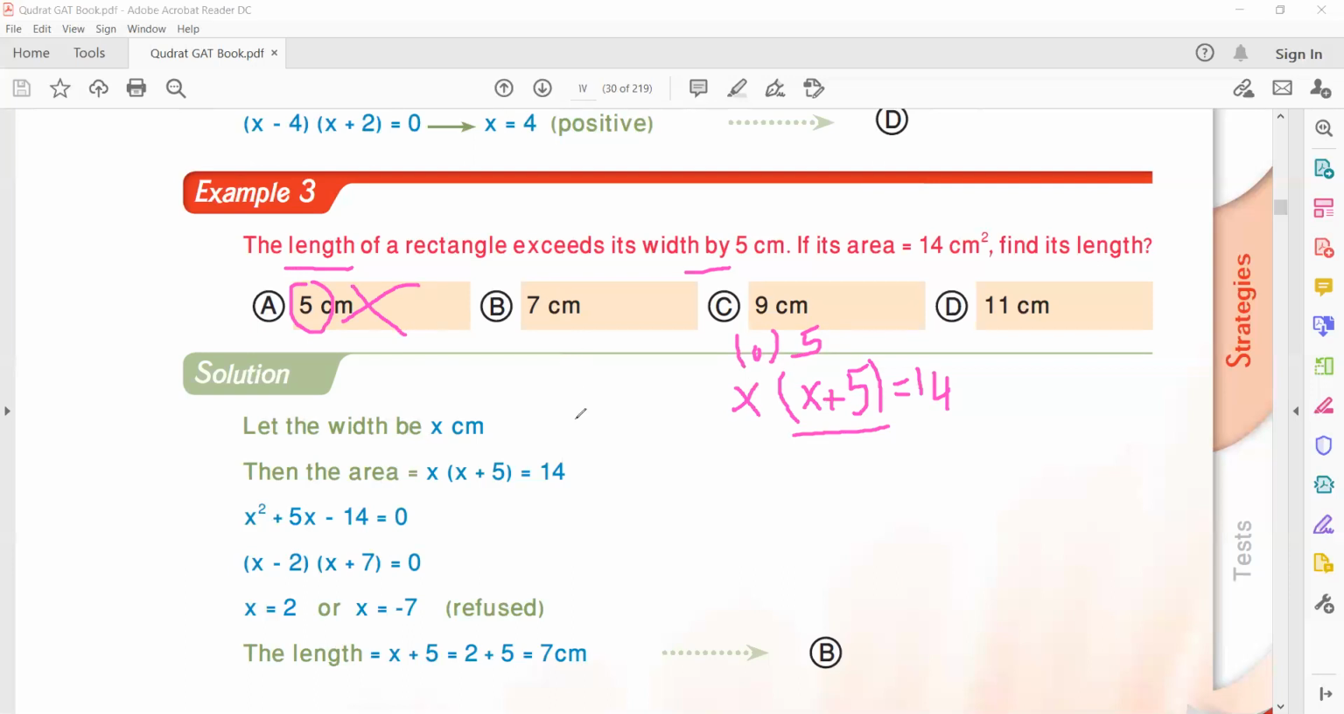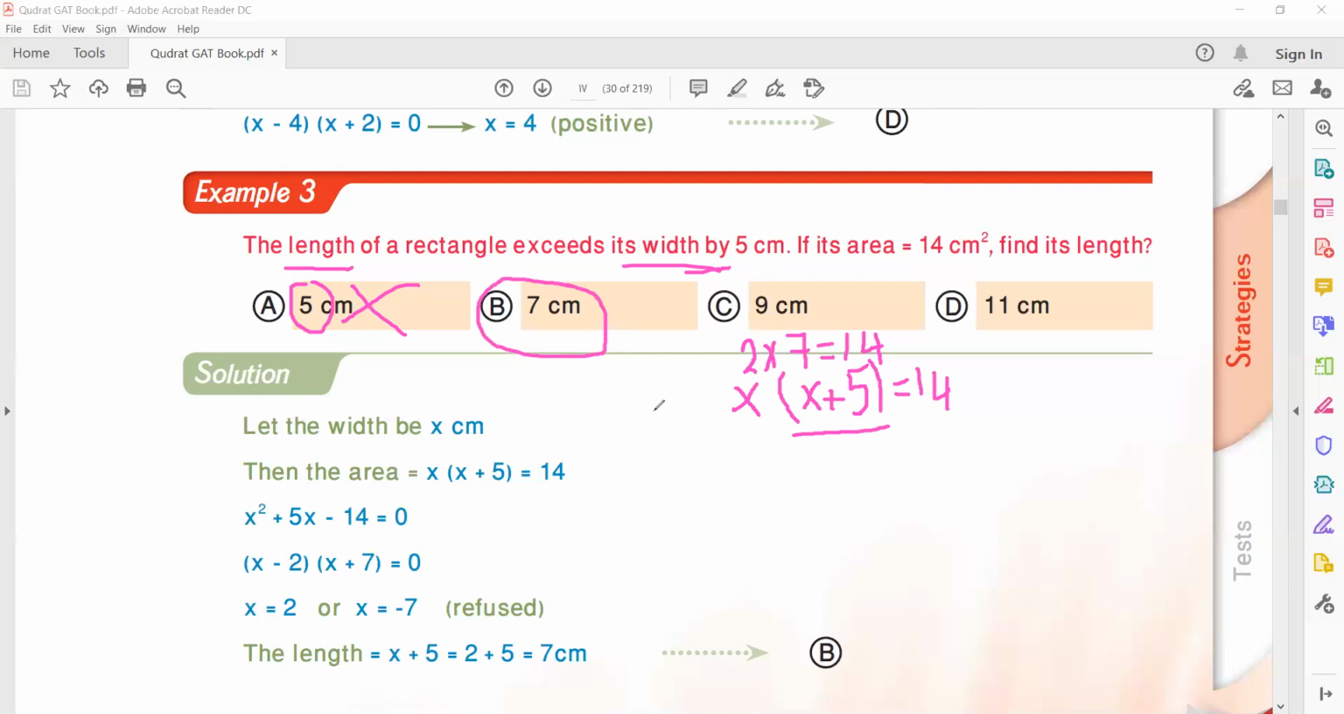What about the second answer? Also, you try it like this. The length, it is what? It is 7. The length is 7, right? What about the x? X is the width. The width, 7 minus 5, is 2. So 2 times 7 equals 14. All right, it is correct. So the answer B is right.